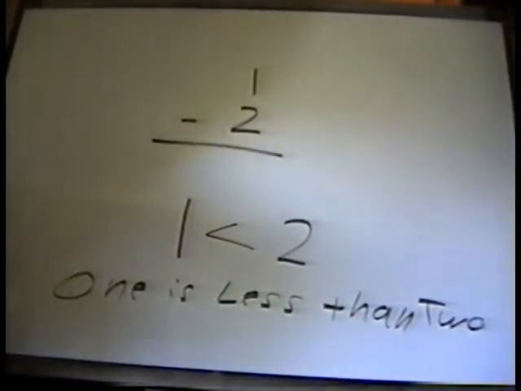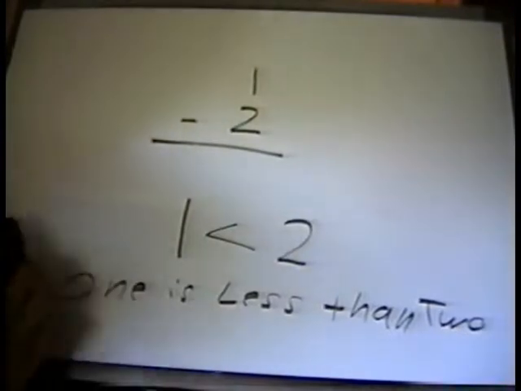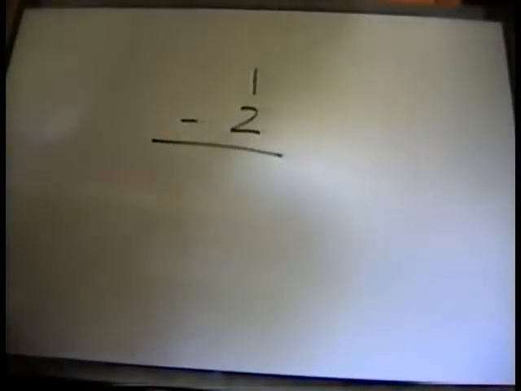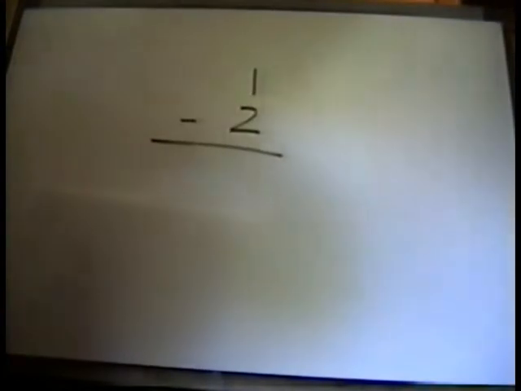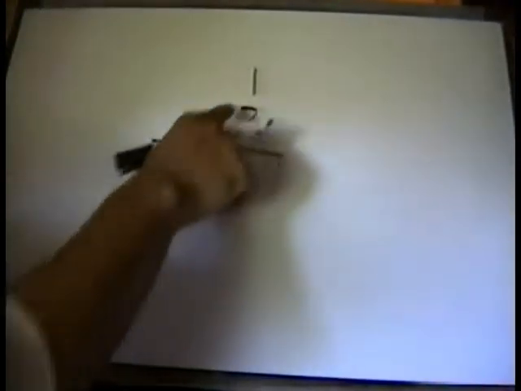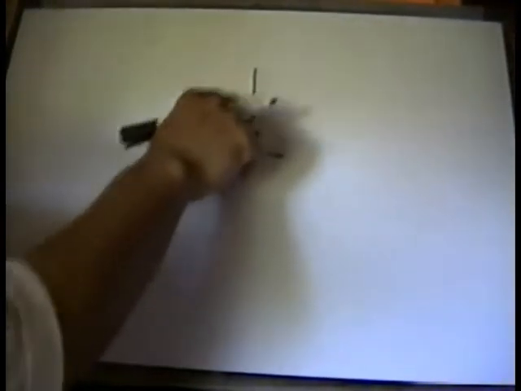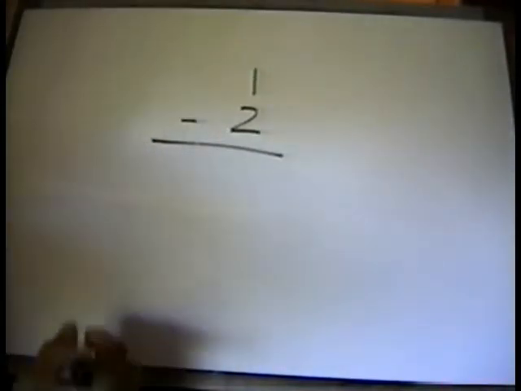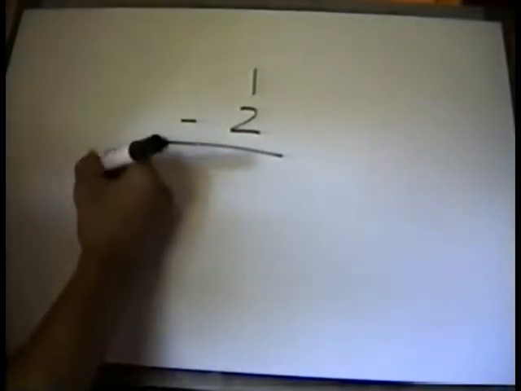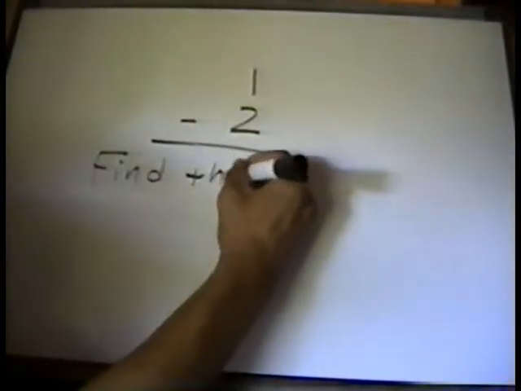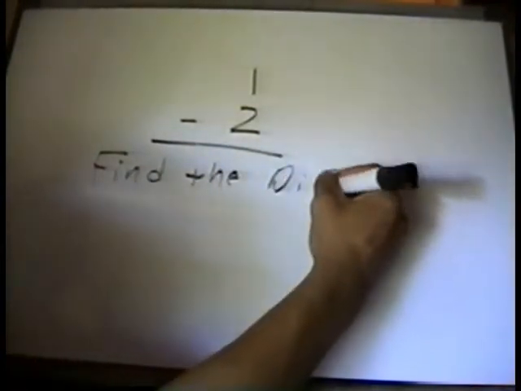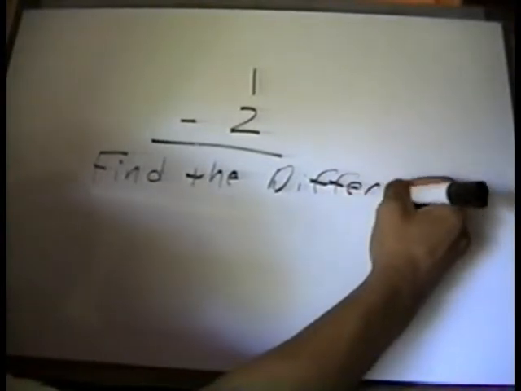Okay, so how are we going to subtract a greater number from a lesser number using this vertical arrangement? How do we do that? You can't. You can, but you can't. Unless you realize that if you're subtracting a greater number from a lesser number, you simply find the difference.